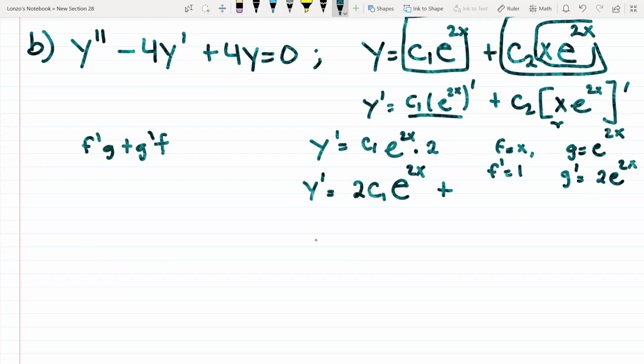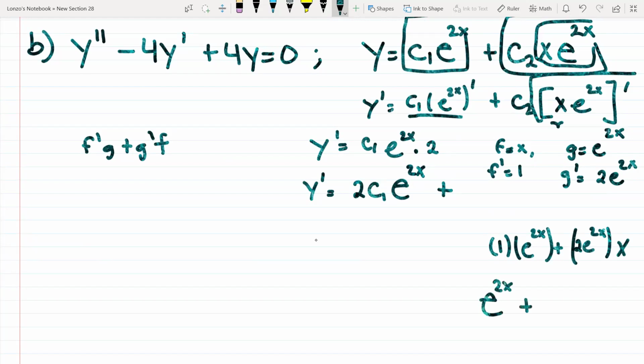So what we're doing is this part right now. So f prime is 1. G is e to the 2x, plus g prime, which is 2e to the 2x, times f, which is x. Put it all together, 1 times e to the 2x is e to the 2x. And then 2 times x, that's 2x e to the 2x.